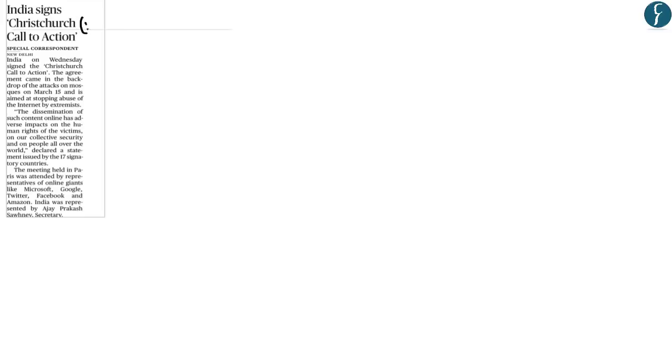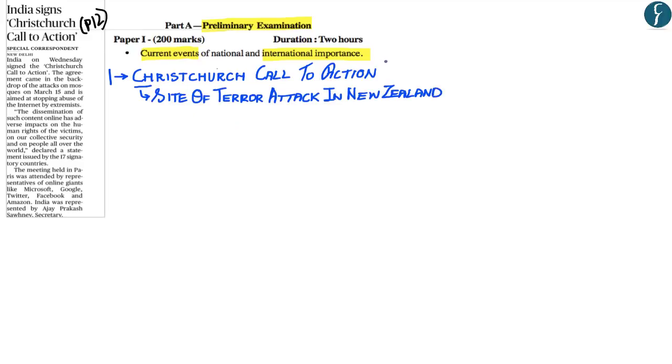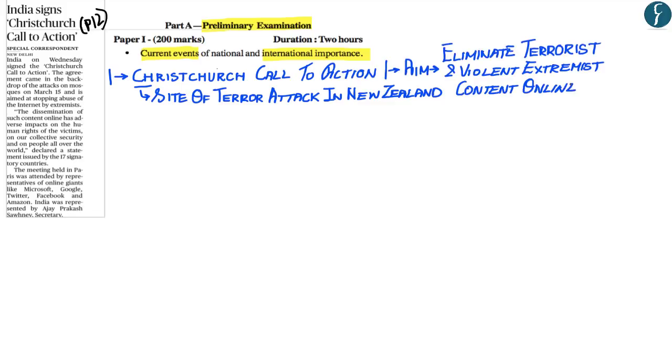Now we have taken this article from page 12. This article and the explanation given in this section should be understood from the perspective of your prelims examination within the section Current Events of International Importance. What has happened is that New Zealand gave out a Christchurch Call to Action. As you may remember, Christchurch was one of the sites where a horrific terrorist attack happened in New Zealand. The main aim of this Christchurch Call to Action is to eliminate terrorist and violent extremist content online, and several countries and companies have signed it.